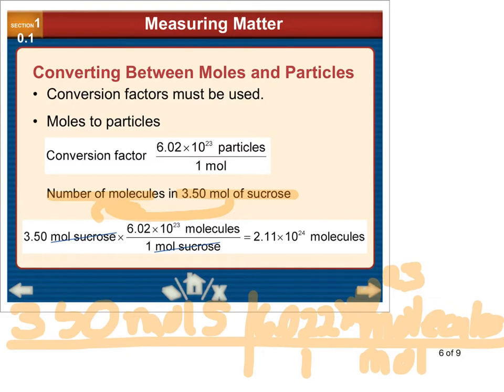Do a calculation, the moles cancel here, with molecules of sucrose. In the calculation, we get to keep 3 sig figs, and it turns out to be 2.11 times 10 to the 24th. We will do some more of this type of work on the next video, where I'll just concentrate on the calculation part of it.